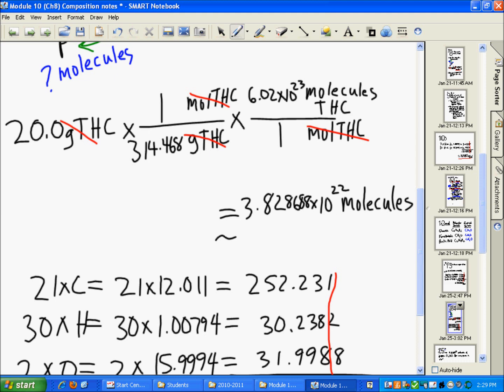And then round that off to how many sig figs? 3 sig figs, because 20.0 is 3 sig figs. And so what number should we write down for our answer? 3.83 times 10 to the 22, and it's molecules of THC. And that is our final answer.